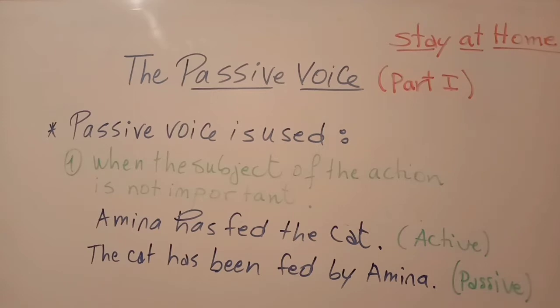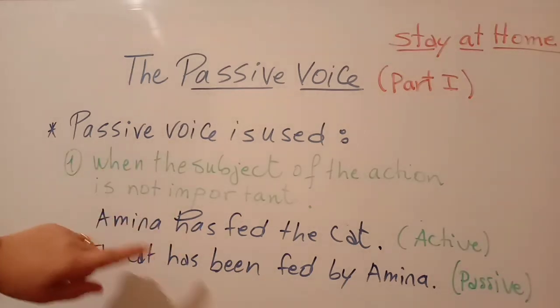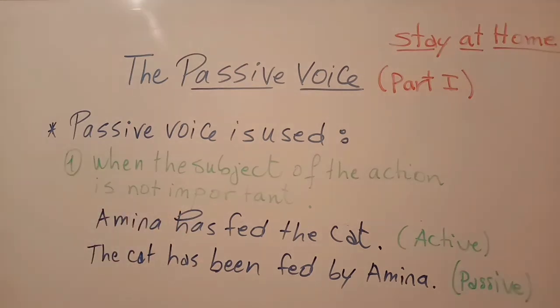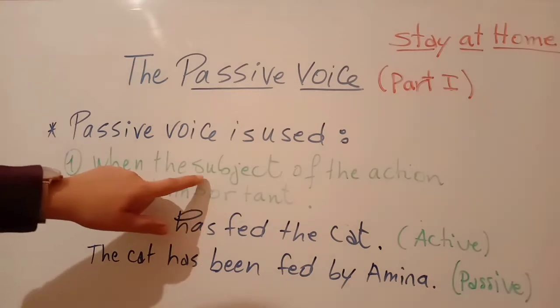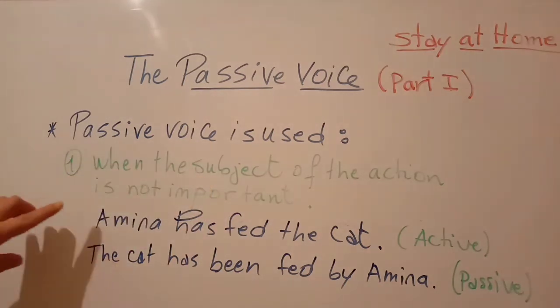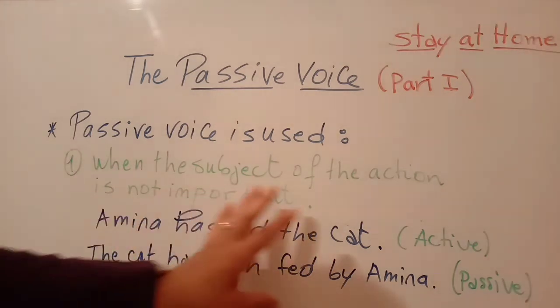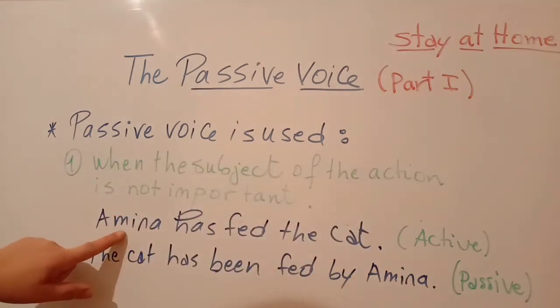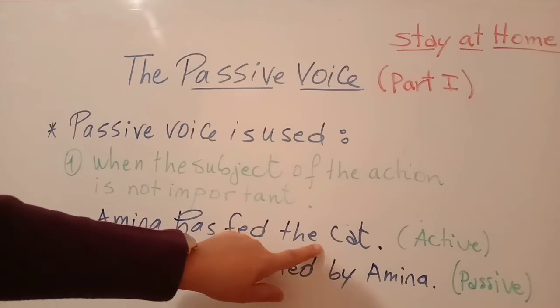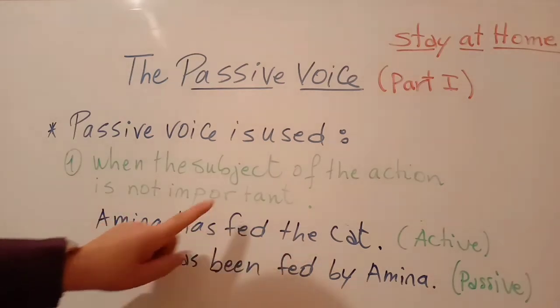First of all, when do we use the passive voice? So the passive voice is first used when the subject of the action or the doer of the action is not important. In other words, the action is more important than the subject of the action. For example, Amina has fed the cat. So this is an active sentence. You have the subject, verb, and object. Amina has fed the cat.